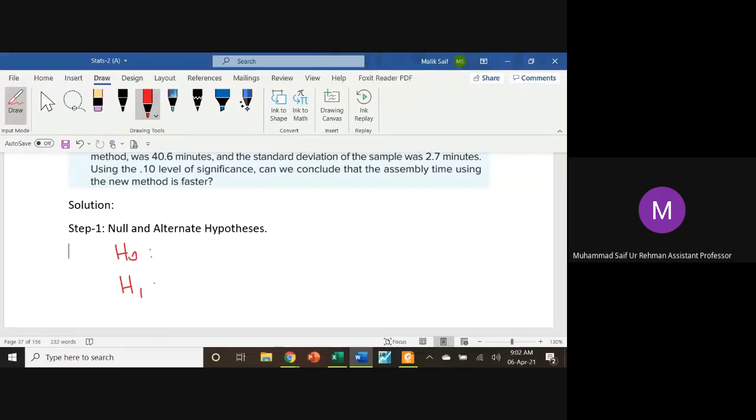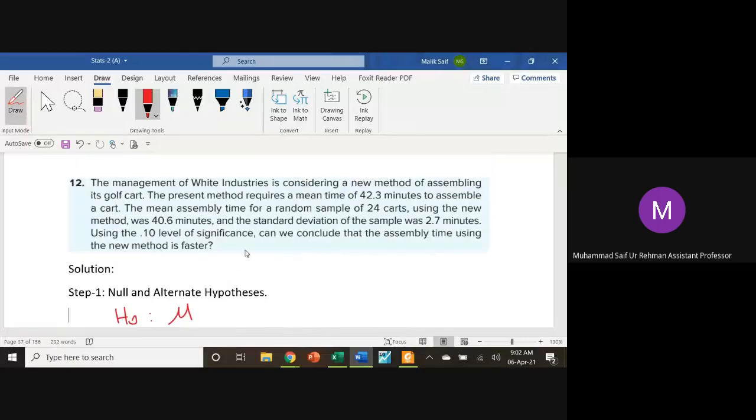How will you write it? We are talking about average, mean, population mean. So mu will be there. Fine. Then you will write down the population average or population mean that is given. The present method requires a mean time of 42.3. This is the population mean. So basically we know this information.